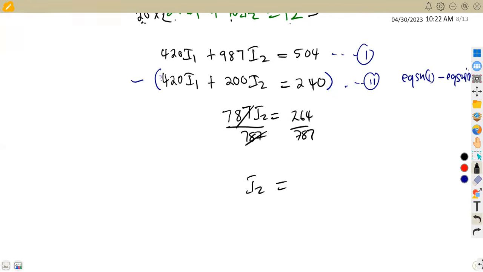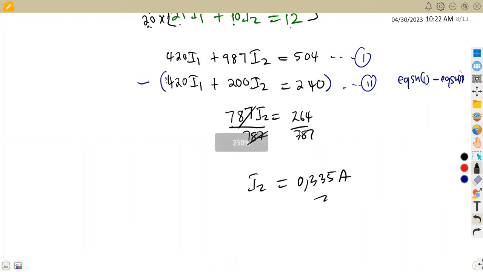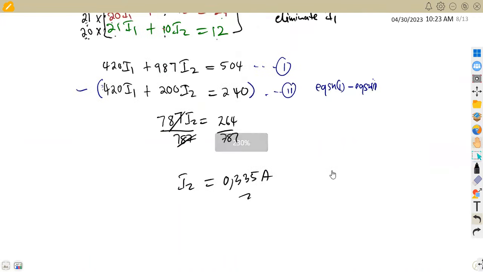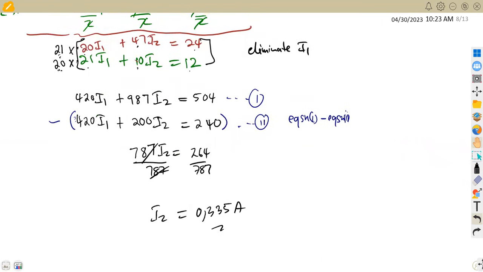If you use your calculator properly, this is going to be 0.335 and so on. So 0.335 amps. You can even round off and write it as milliamps if you want, or you can just leave your answer at this stage like this. With this current, you can substitute it into any of the given equations. You can just substitute or make whatever current you want the subject. Depending on the equation that you want, if I'm going to take the second equation, 21 I1 plus 10 I2 is equal to 12.